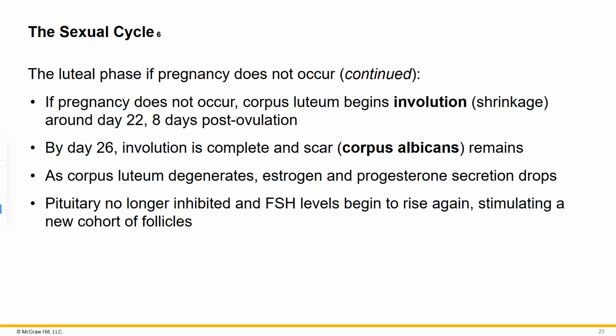If pregnancy does not occur, the corpus luteum begins involution, or shrinking, around day 22, 8 days post-ovulation. By day 26, involution is complete and a scar, the corpus albicans, remains. As the corpus luteum degenerates, estrogen and progesterone secretion drops. The pituitary is no longer inhibited, and FSH levels begin to rise again, stimulating a new cohort of follicles.